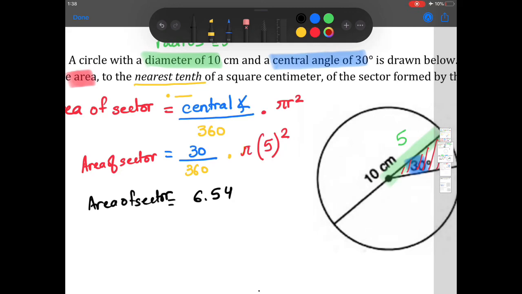We're not rounded it yet. We want to round it to the nearest decimal. So you do approximately. This is the number you look for, right? You want to round to the nearest tenth. You look for this number. If it's 5 or higher, you round up. Otherwise, you keep it. It's going to be 6.5 centimeters squared.